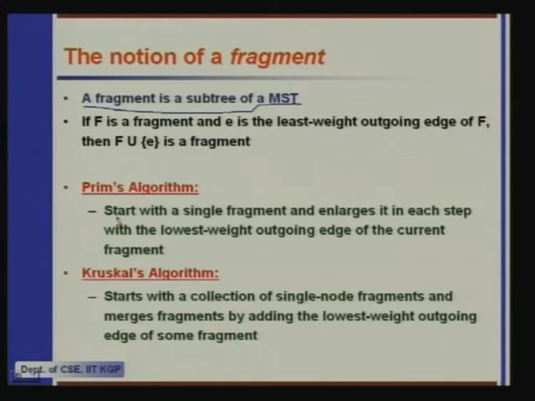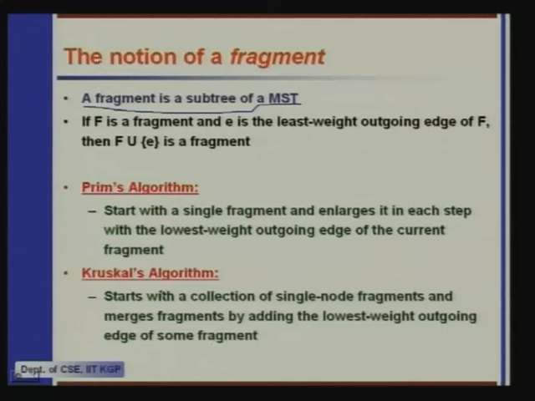So, Prim's algorithm starts with a single fragment and enlarges it in each step with the lowest weight outgoing edge of the current fragment, and Kruskal's algorithm starts with a collection of single node fragments and merges fragments by adding the lowest weight outgoing edge of some fragment, okay.